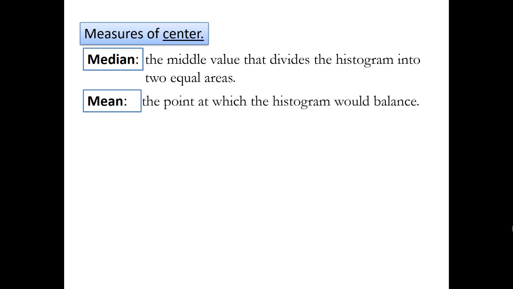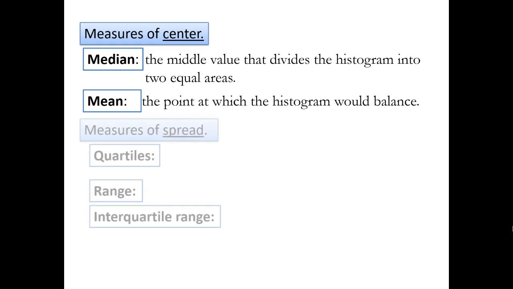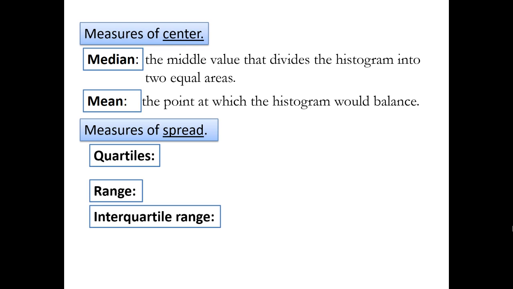Mean, it's just the point where the histogram would balance. This is the mean, the average that you've probably been using in most classes up until now. Now we have our measures of spread. We have quartiles, range, and then we have the interquartile range. Now quartiles are pretty useful. Oh, and of course, we're going to have our standard deviation.